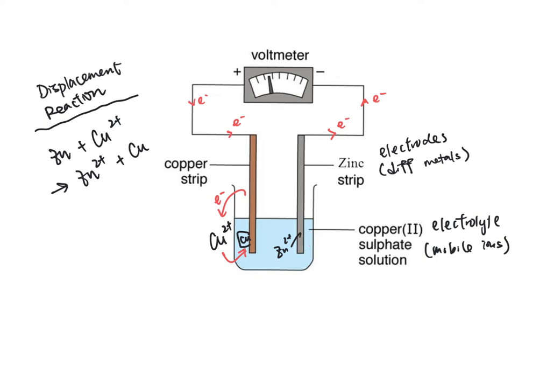Because of that, you can see the electrons passing through the external circuit. The flow of electrons generates the electricity. So that is the reason why a simple chemical cell can generate electricity.